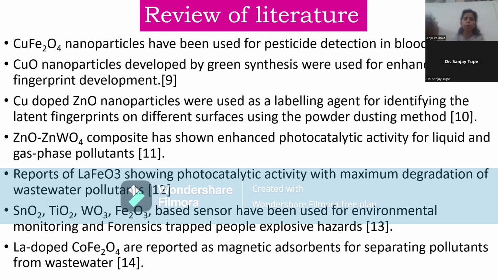Then again, I will mainly focus on copper because I have synthesized copper oxide in my research work. Copper oxide and copper Fe2O4 nanoparticles have been used for pesticide detection in blood serum. Copper oxide nanoparticles developed by green synthesis were used for enhanced fingerprint development. Cu doped nanoparticles were used as a labeling agent for identifying latent fingerprints on different surfaces using the powder dusting method. There are other reports of zinc also.